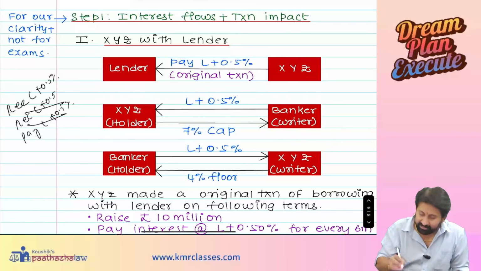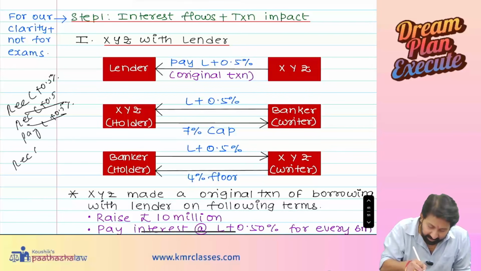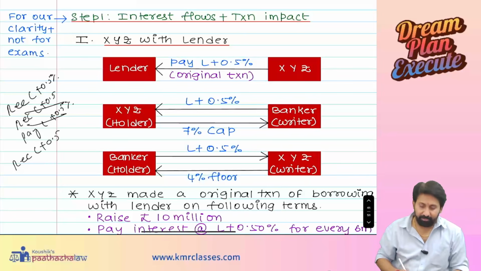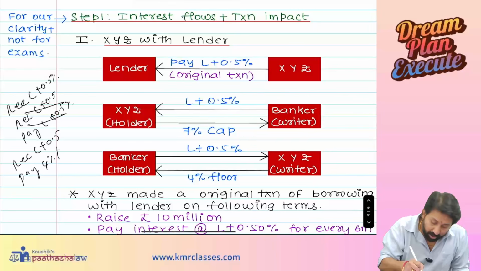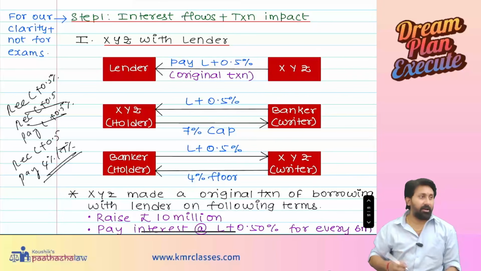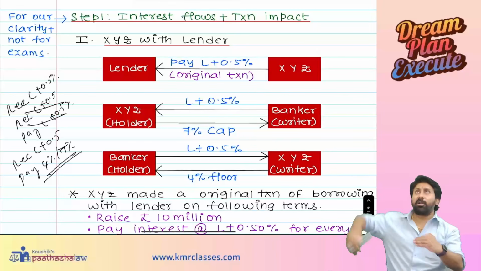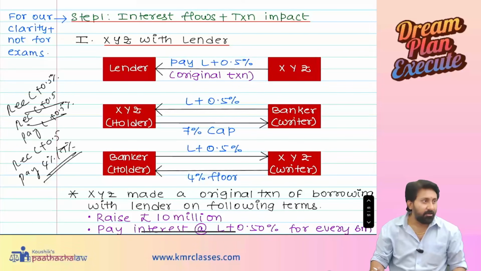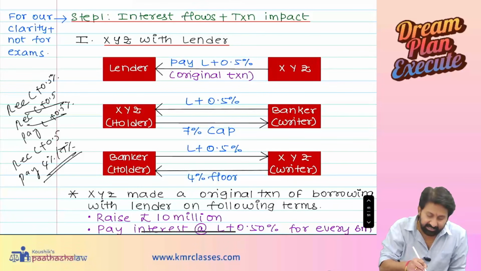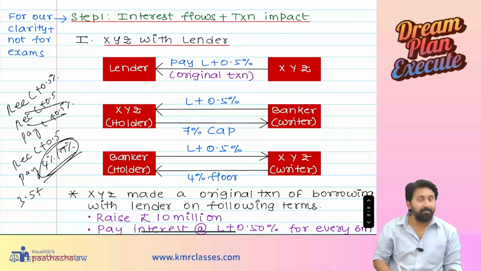So net what is happening? I will receive LIBOR plus 0.5. I will pay either 4 or 7 or in between. Floor is 4, cap is 7. I will pay somewhere between 4 and 7. LIBOR, let us say it is 3%. 3.5 plus something in between is your effective interest rate. That's what we are going to show.